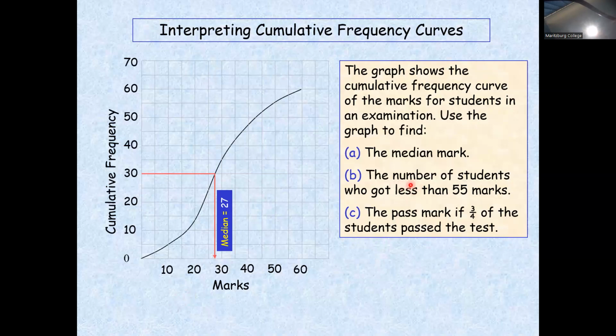The next question is the number of students who got less than 55 marks. So now we're going to go to our point 55, draw a line going straight up to touch the graph, and then we're going to go towards the left. And that will take us to a value around 58. So the number of students who got less than 55 marks, we would estimate to be 58.